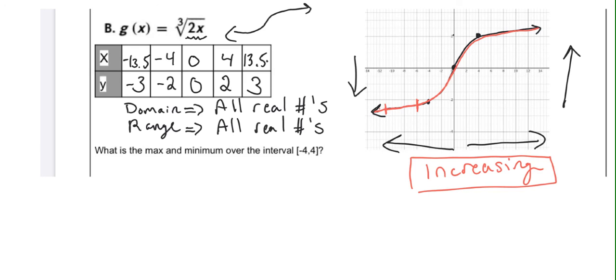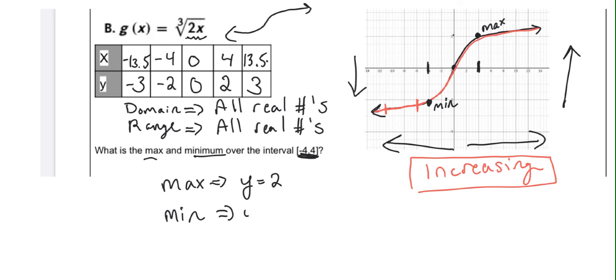Now we're looking at the max and min from -4 to 4, right? The minimum would be right here, and the max would be right here, okay? Again, these are the y values from -4 to 4. So the interval is the x values, the max and min are the y values. So our max is the highest point there, which you see is y equals 2, and the min is the lowest, so y equals -2.